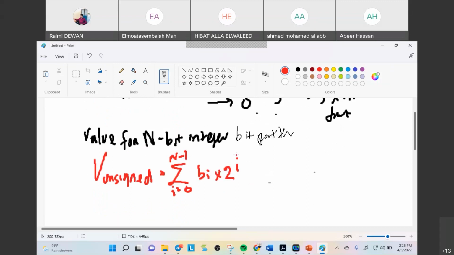So, for example, the question: find the decimal equivalent of binary 10110. This one is for later on.